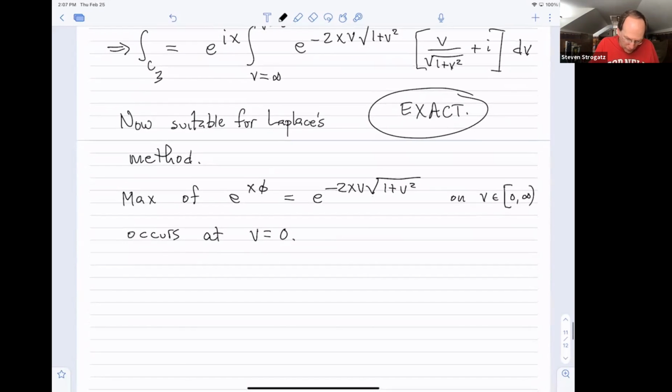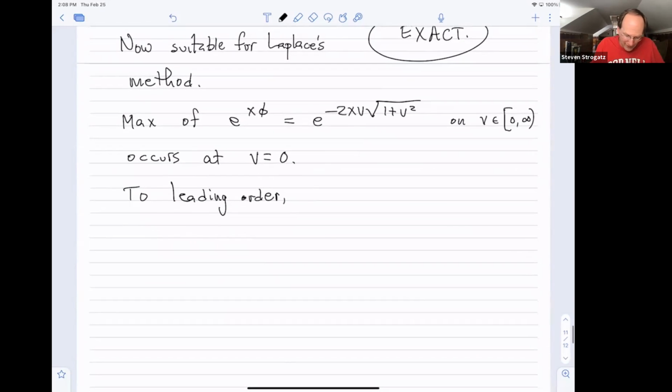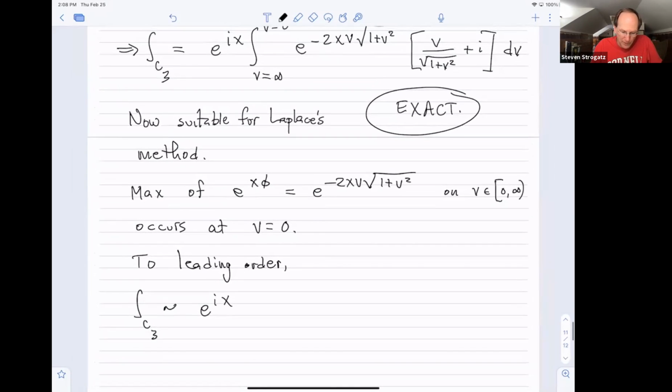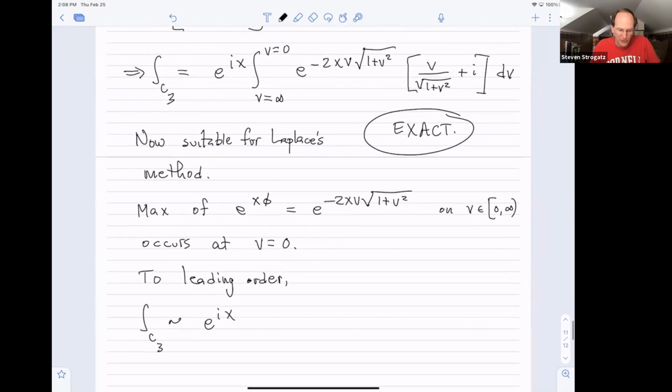So if I just want to do leading order to get this correction term, you can be really crude about it and say that the integral over C3 will be asymptotic to e to the ix. So let's see what I'm doing. I'm copying the expression in the top line up here. The most brutal approximation you could make for small v is this one.